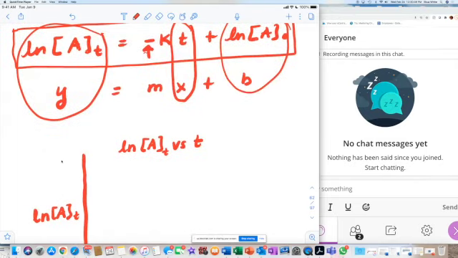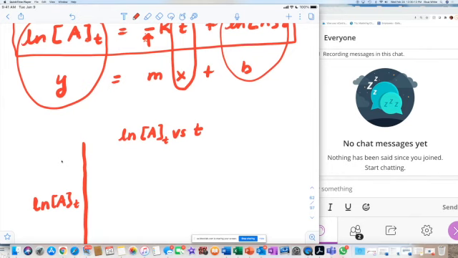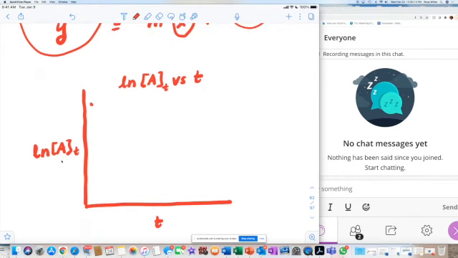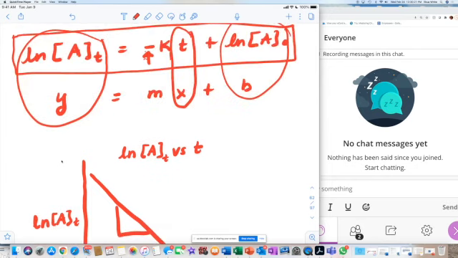I know it's linear because remember I told you these equations are linear. So it's going to be a line, but since there's a negative here, it has to slope backwards like that. And then my slope is equal to negative k.